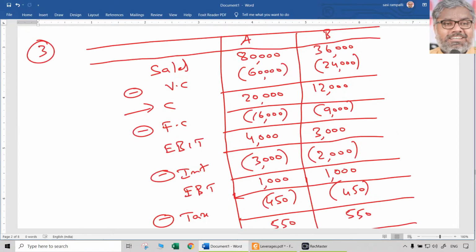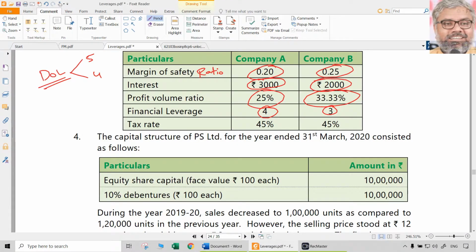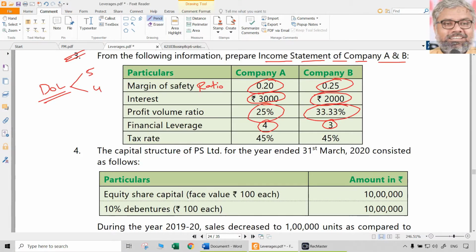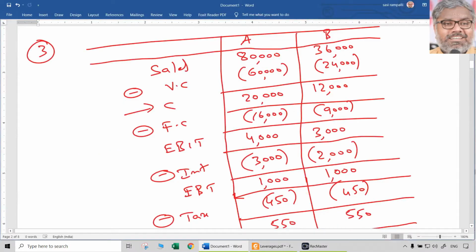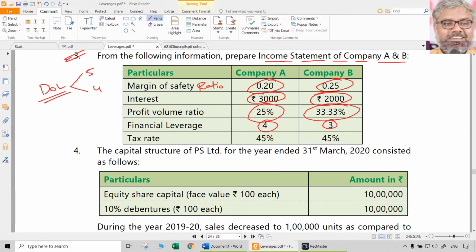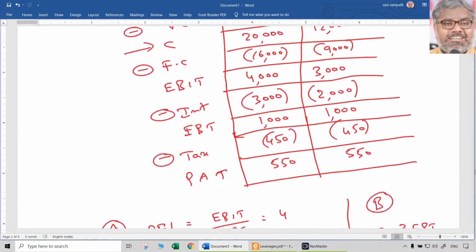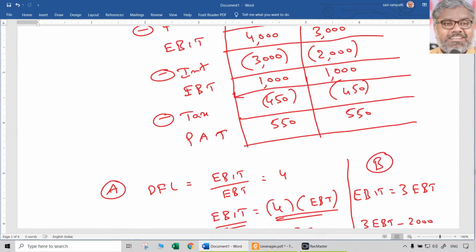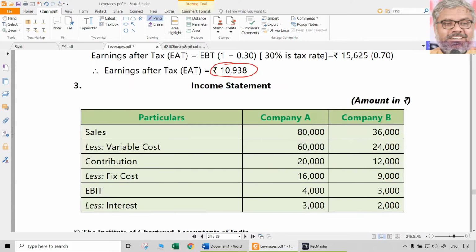Then the link between EBIT and contribution is operating leverage. Though operating leverage is not directly given, we can find it out by taking another formula, 1 divided by margin of safety ratio. From that, we can find out how much is contribution. Automatically fixed cost will be coming as balancing figure. Since PV ratio is given, we can find out sales. Then variable cost becomes balancing figure. Tax rate is given, EBT is known, profit after tax can also be easily found out.